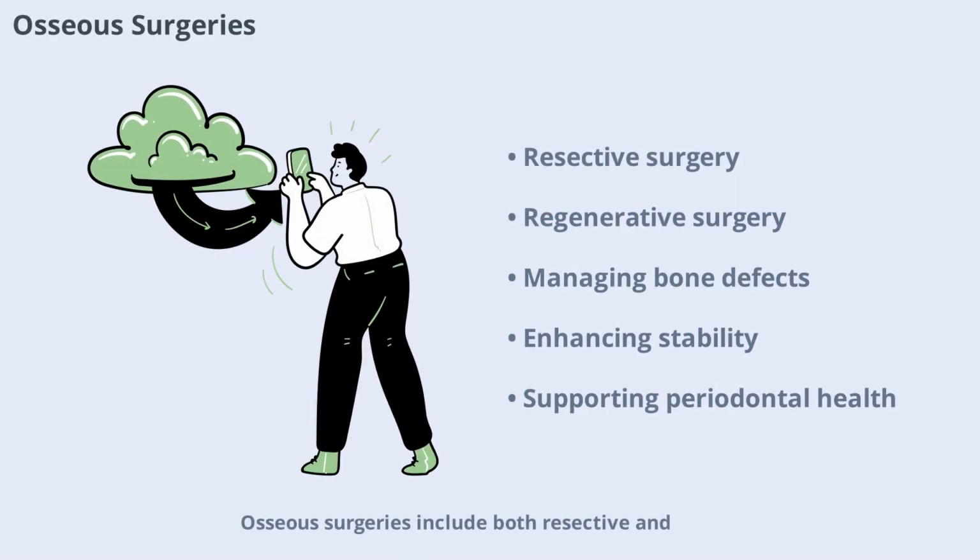Osseous surgeries include both resective and regenerative techniques to manage bone defects. Resective surgery removes diseased bone, while regenerative surgery aims to restore lost bone. These procedures are tailored to the patient's needs and the extent of periodontal destruction. Osseous surgeries enhance the stability of the dentition and support long-term periodontal health. By addressing bone defects, clinicians can achieve better outcomes in periodontal therapy.